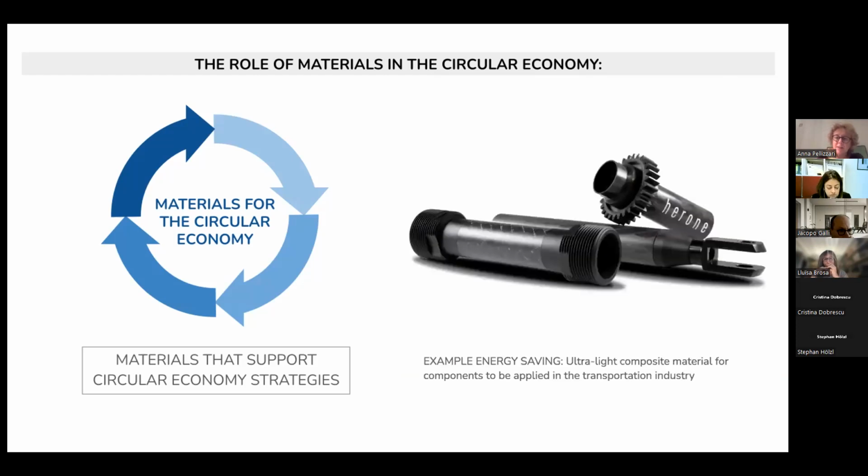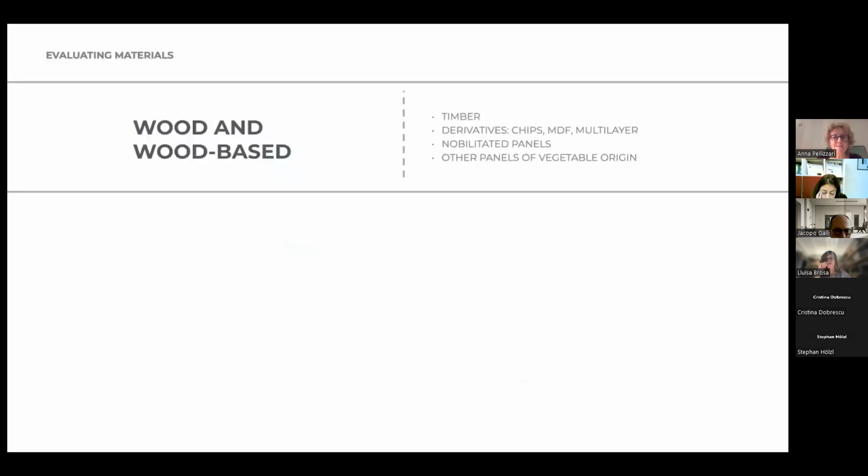Another example that is not in your sector, I didn't find anything for energy saving, honestly, in terms of materials, but it is an example of ultralight composite materials for components applied in the transportation industry. So in this case, regardless of the composition of the material, the effect on the system where the material is applied is super important in terms of reduction of CO2 emissions.